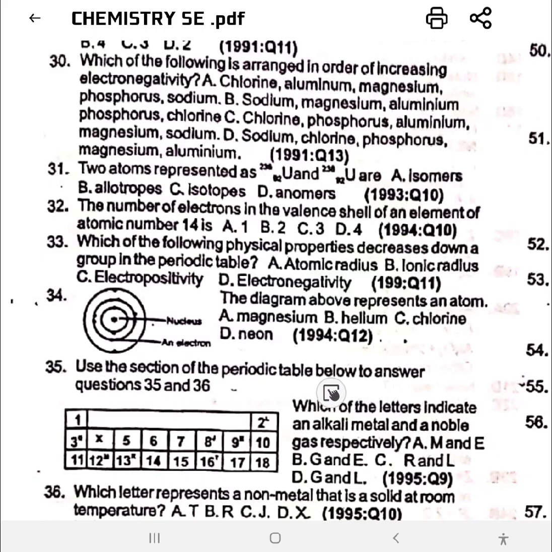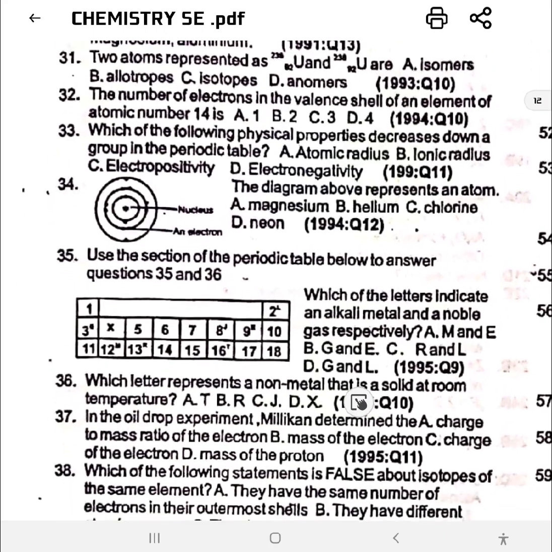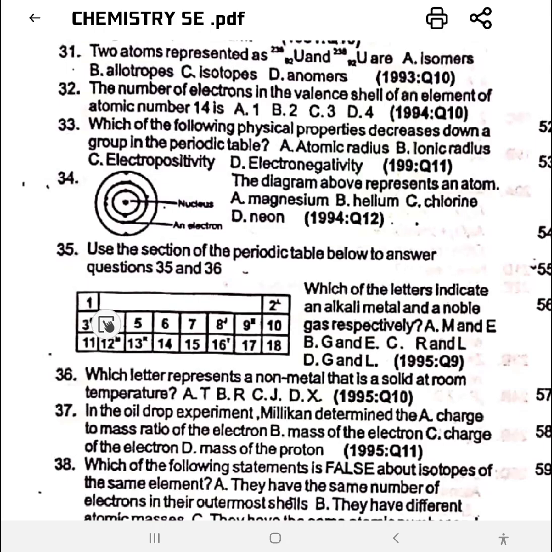35. Use the section in the periodic table. I would need the whiteboard to do this. Okay, let's go. Which of the letters indicate an alkaline metal and a noble gas? Just know that the alkaline metals are around here, while the noble gases are around here. So the noble gases are these 2, 10, and 14, while your alkaline is G, this first line here. So number 35 is option D.